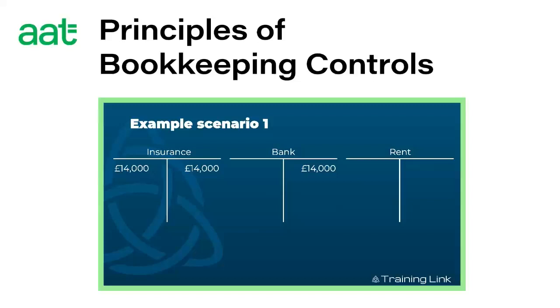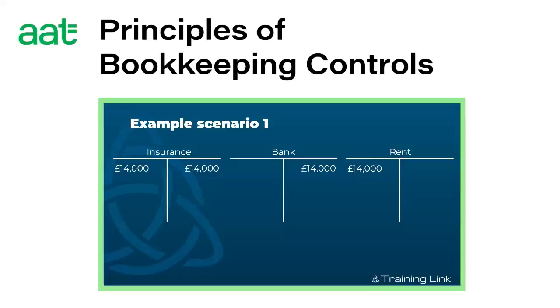So the other half of the entry would be to debit our rent account. So what we've done, our double entry, is to credit the insurance, lowering it down to zero, and we've debited our rent account for 14,000. So the balances now on the two accounts are, we've got a debit balance of £14,000 on our rent account, as we wanted it to be, and we've got a credit balance on our bank of 14,000, which again is what we wanted it to be. Okay, so nice piece of simple double entry there to correct the error.